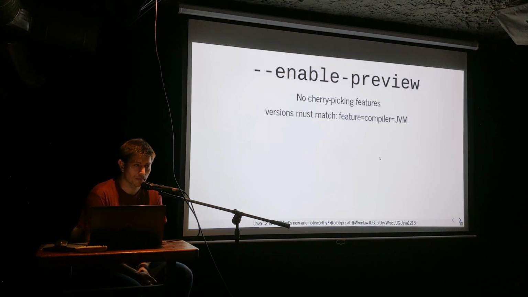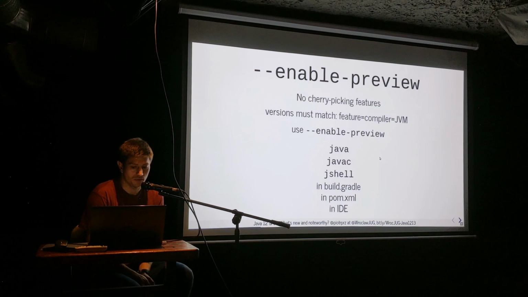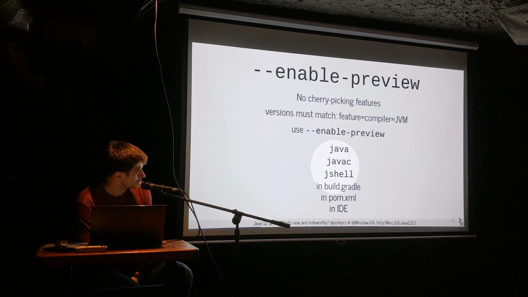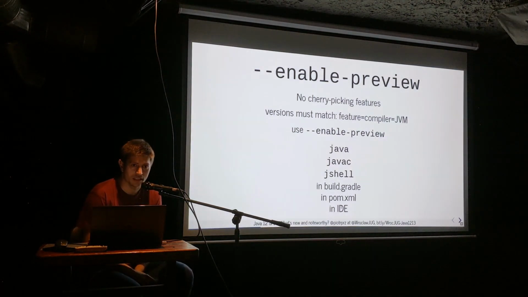Once you enable the preview features, the version of everything needs to match, basically. Provided a certain piece of code is using a preview feature, this means that this has to be a preview feature for a certain version of the JVM and the compiler, so they have to match. And we have to use enable preview in all these tools. So for Java, Javac, which is a compiler, also in JShell, also in our build tools like Gradle, Maven, and also in our IDEs.